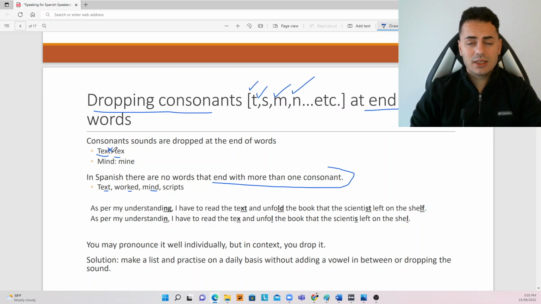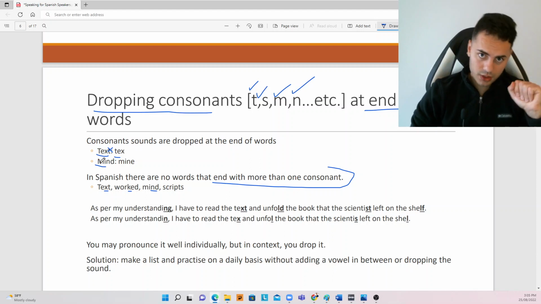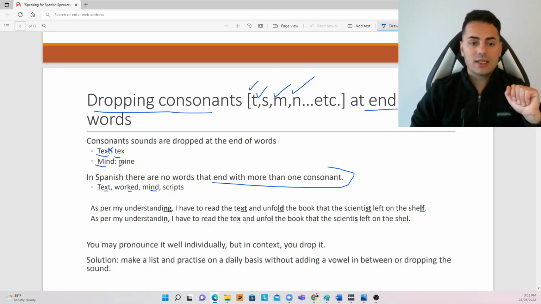And this is a content error, and the computer will penalize you for this. Or the word mind, you could end up saying it as mine. Why? Because you are dropping the last sound, which is the D or the letter D. Okay? So this is one of the very common issues that you might have. Now, is that dangerous? Very dangerous.